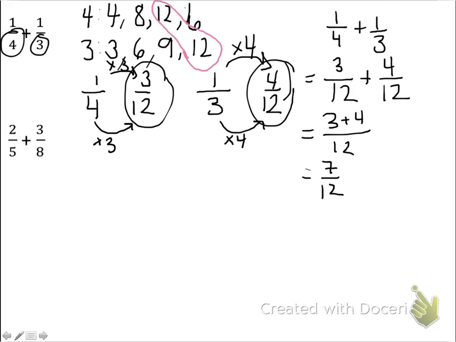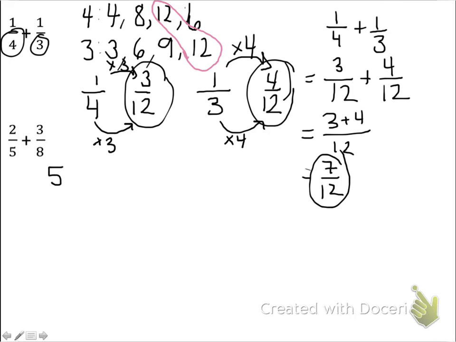So I've done my solving. Step 4 is to simplify. Can I simplify 7/12? No, it's already in simplest form. So that means we're done number 1. Please try number 2 on your own. Press pause, and then I'll explain it after you've finished it.